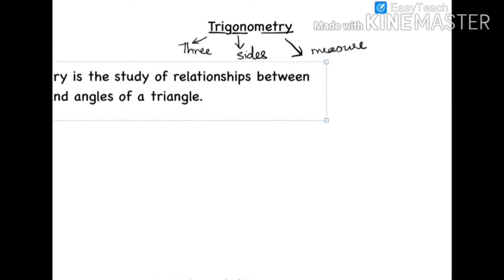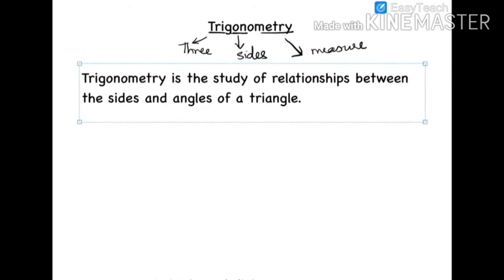This word is derived from Greek words tri meaning three, gon means sides, and metron means measure. So basically trigonometry is related to the measure of three sides of a triangle with respect to its angles. So we can say that trigonometry is the study of relationships between the sides and angles of a triangle.